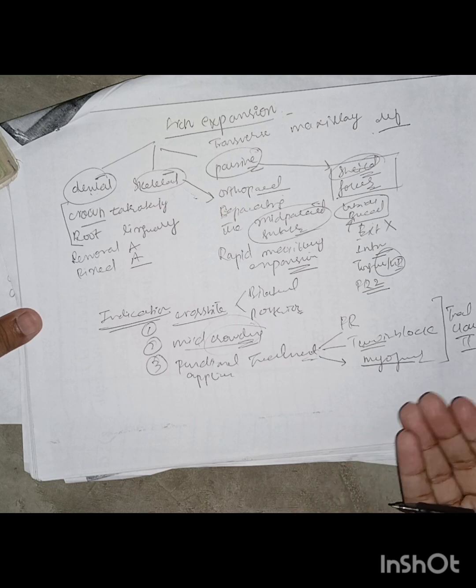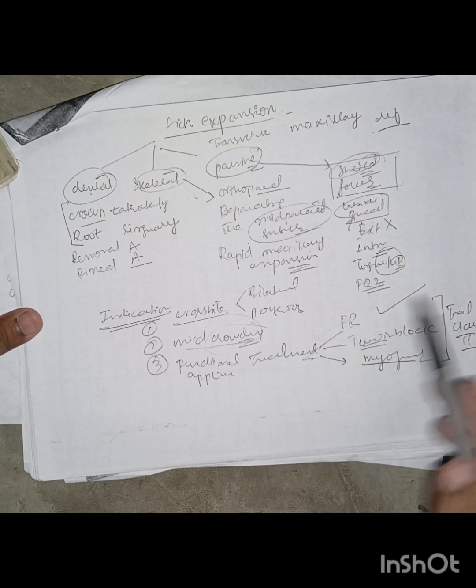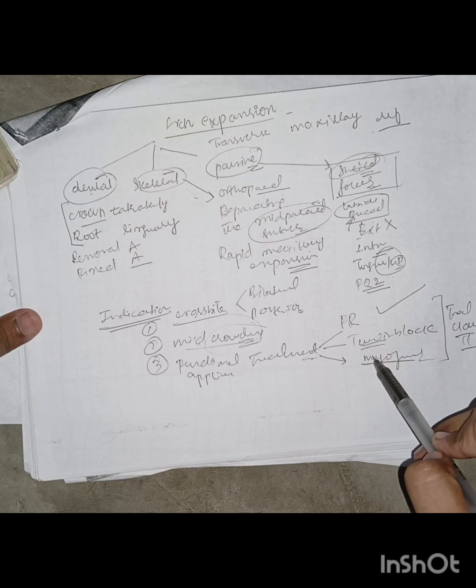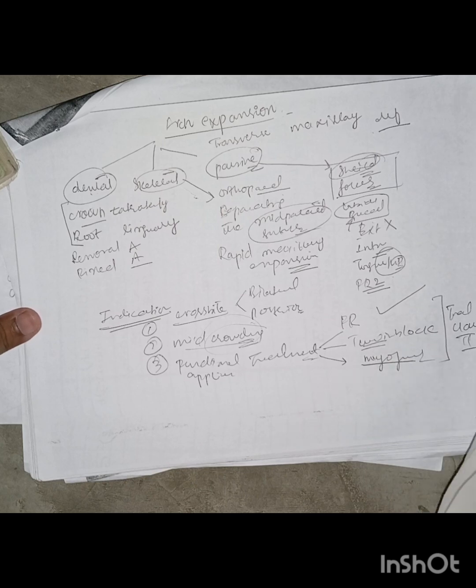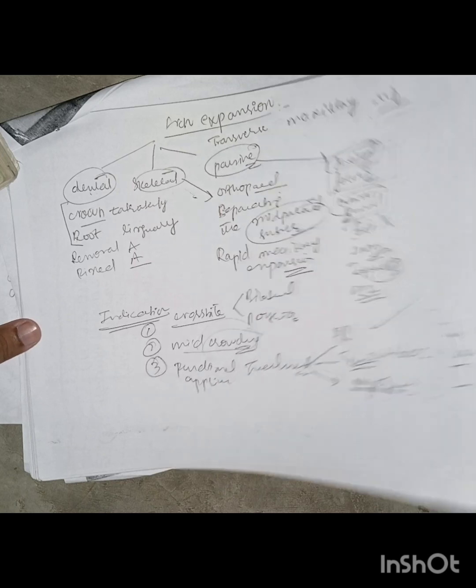How can we know how much expansion is required? We have to tell the patient to place the teeth in an edge to edge relation, and by measuring the size of the discrepancy and using these appliances we can treat the maxillary deficiency and treat the class 2. And this whole procedure is carried out in growing patients.